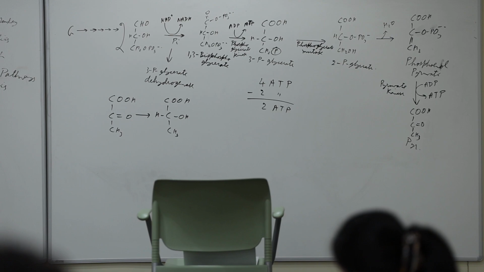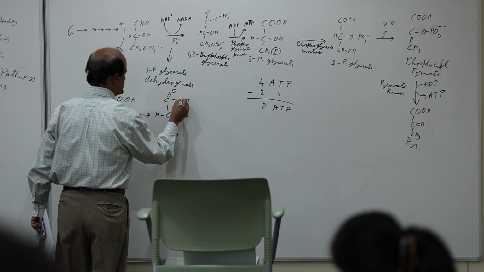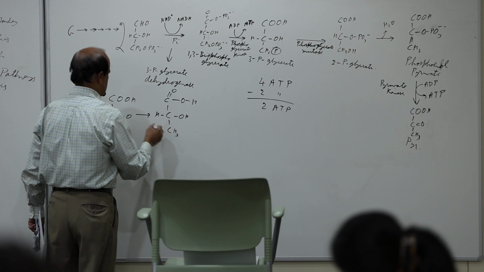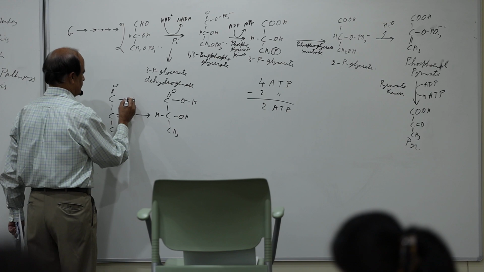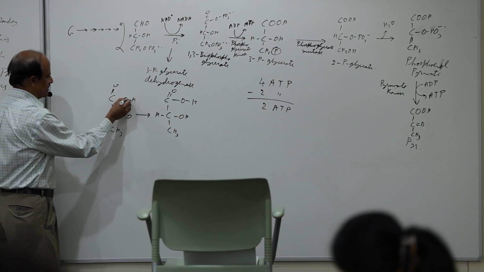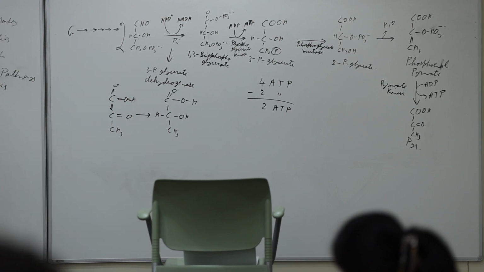Pyruvic acid. Why? Because of the double bond. It pulls more electrons from this hydrogen, right? So if you write it this way, and this one this way, the double bond oxygen pulls more electrons from this one, and that makes it a stronger acid. So pyruvic acid is a stronger acid, and we don't call any of these carboxylic acids acids.